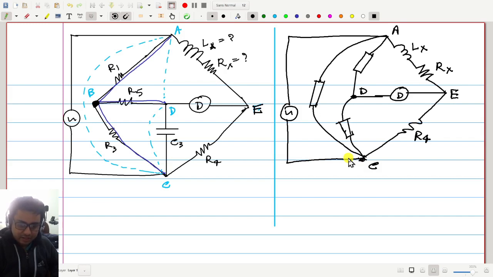Next, this will remain. This capacitor is still there, unchanged. So I'm changing only R1, R5 and R3, three resistances. I'm not touching this capacitor. That is also nice about converting this star into delta. Only resistances are involved. No capacitor is involved. Okay. So now how much will be this one? Star to delta.